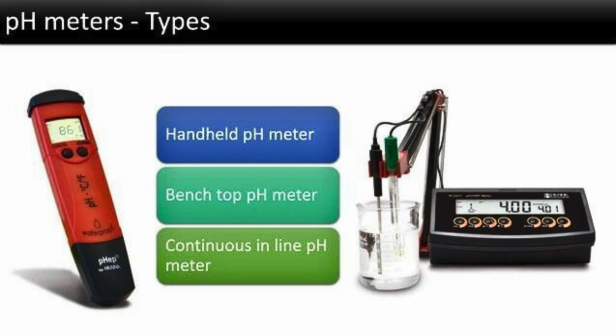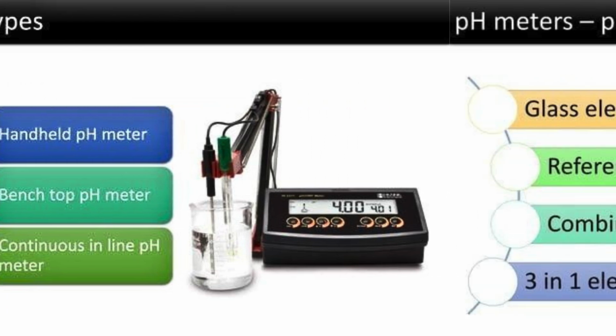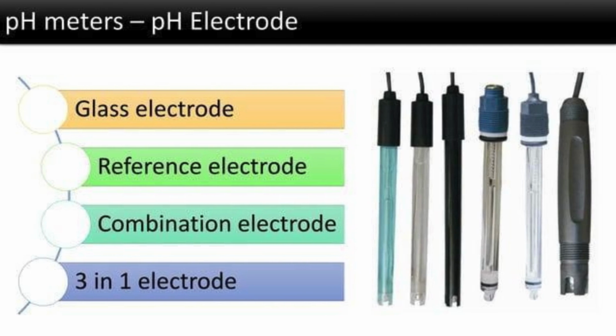Let us now look at the heart of these devices, the pH electrode. There are different kinds, like the separate glass electrode and reference electrode. But a very common type is the combination electrode, which conveniently houses both in a single body. You might also hear about a 3-in-1 electrode, which integrates even more functions.